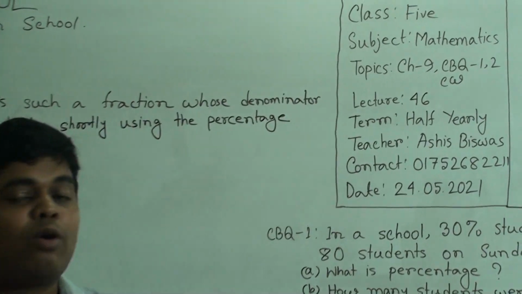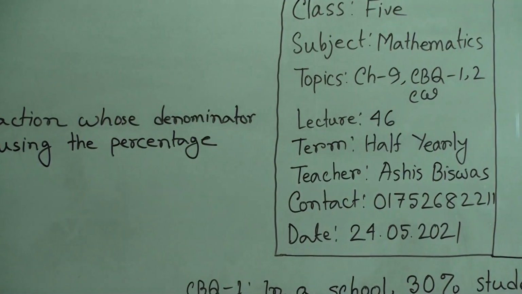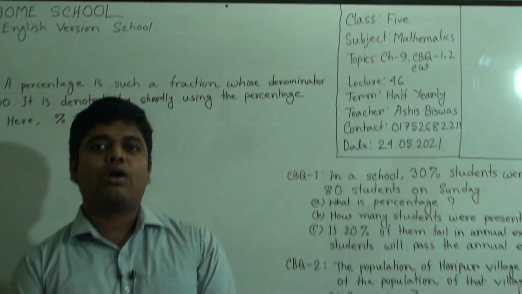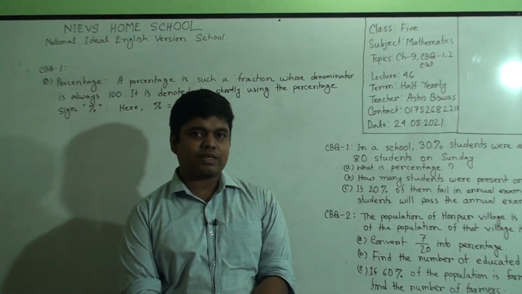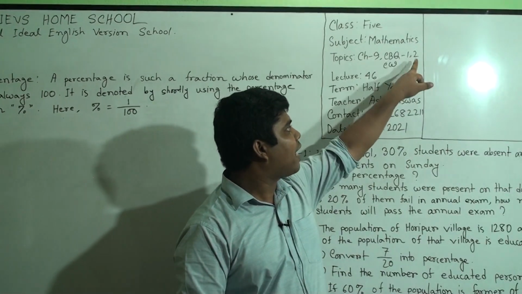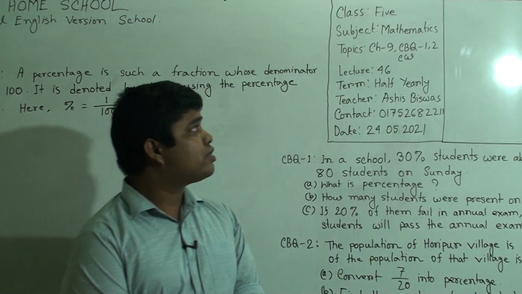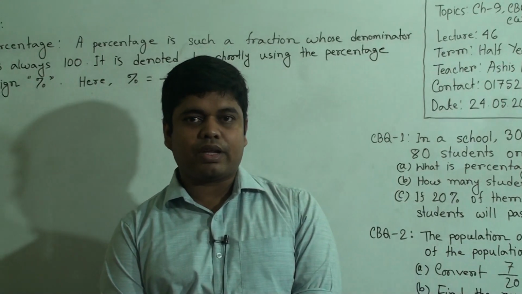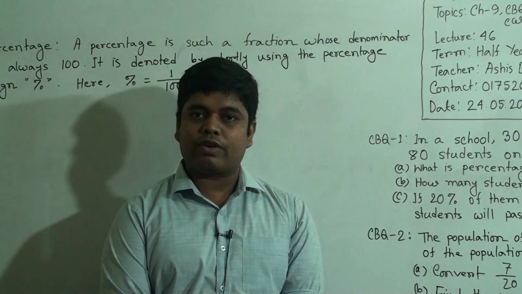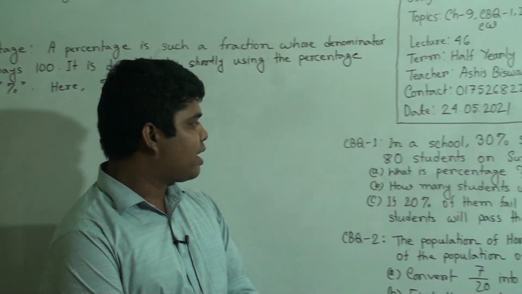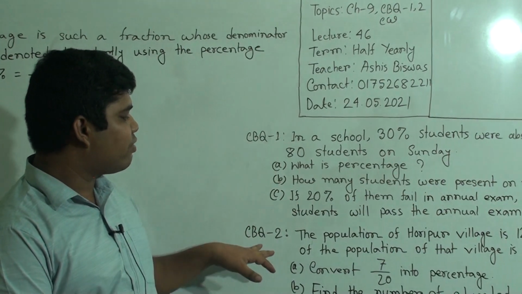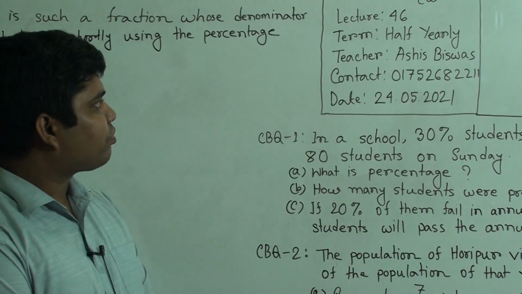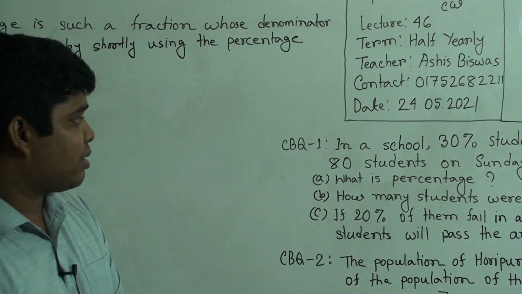We shall solve only 2 CBQ from this chapter: CBQ number 1 and CBQ number 2. And these 2 CBQ are enough for your half yearly exam. I repeat, these 2 CBQ are enough for your half yearly exam. You must solve these 2 CBQ very carefully. Okay, so my dear students, let us start our class.